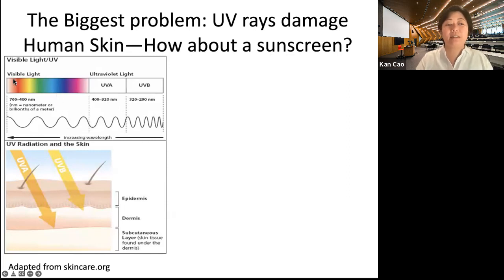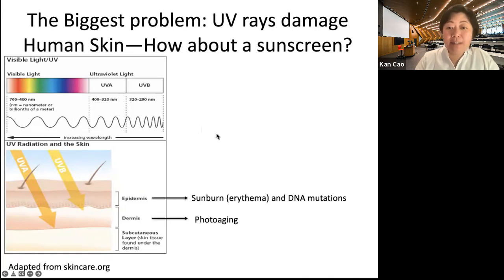So if we look at the visible light and the UVs, visible light is the range over 400 nanometers, the range we can see. Below that is the ultraviolet light. It is separated into two parts, the UVA and the UVB. UVA waves are longer in wavelength, 400 to 320 nanometers. And they penetrate deeper into our skin, reach the dermis, generating high levels of ROS and causing photoaging.